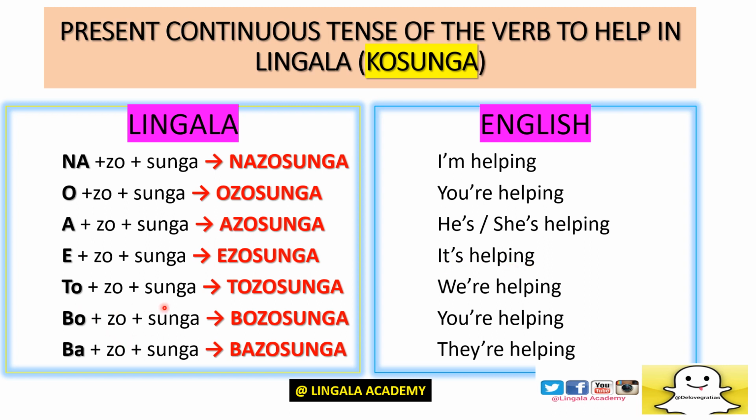Tozo sunga means we're helping. Bozo sunga means you're helping, second person of plural. Then we have bazosunga. Bazosunga means they're helping.